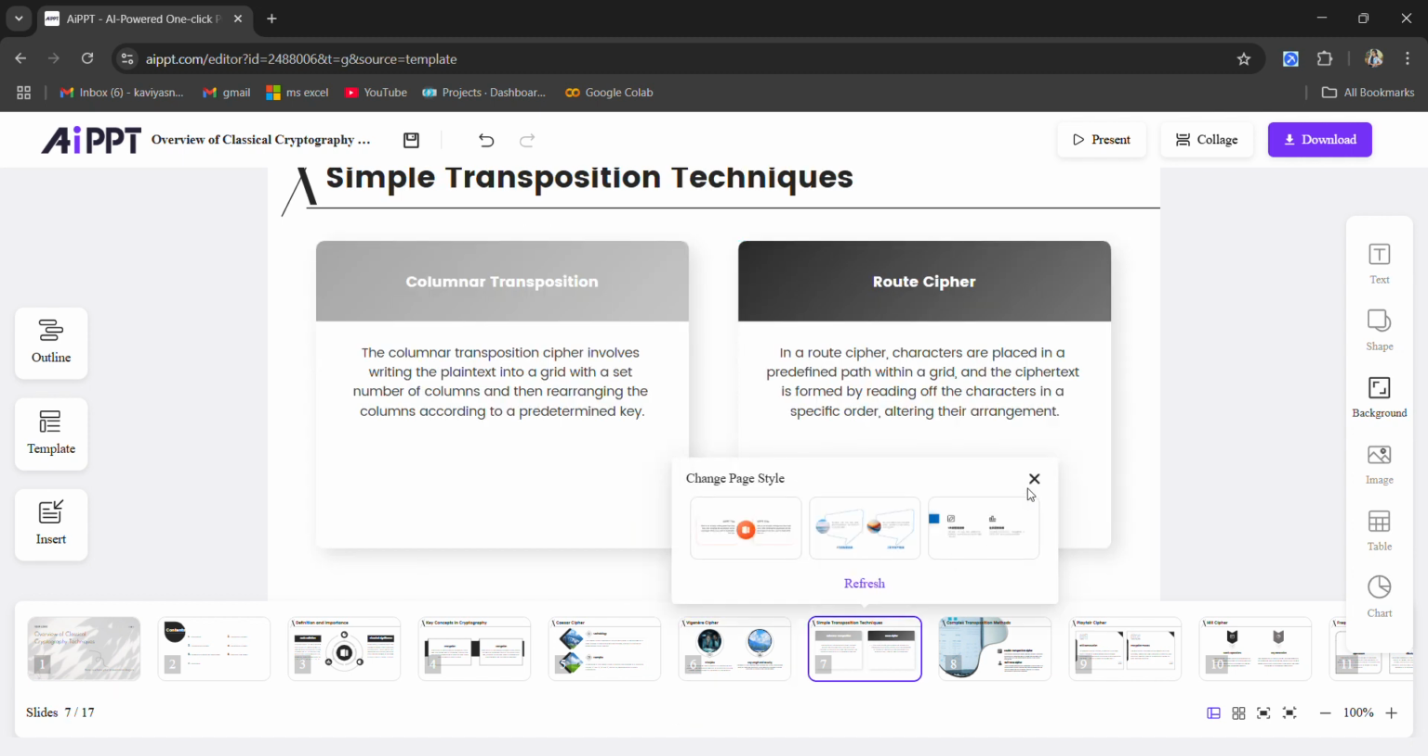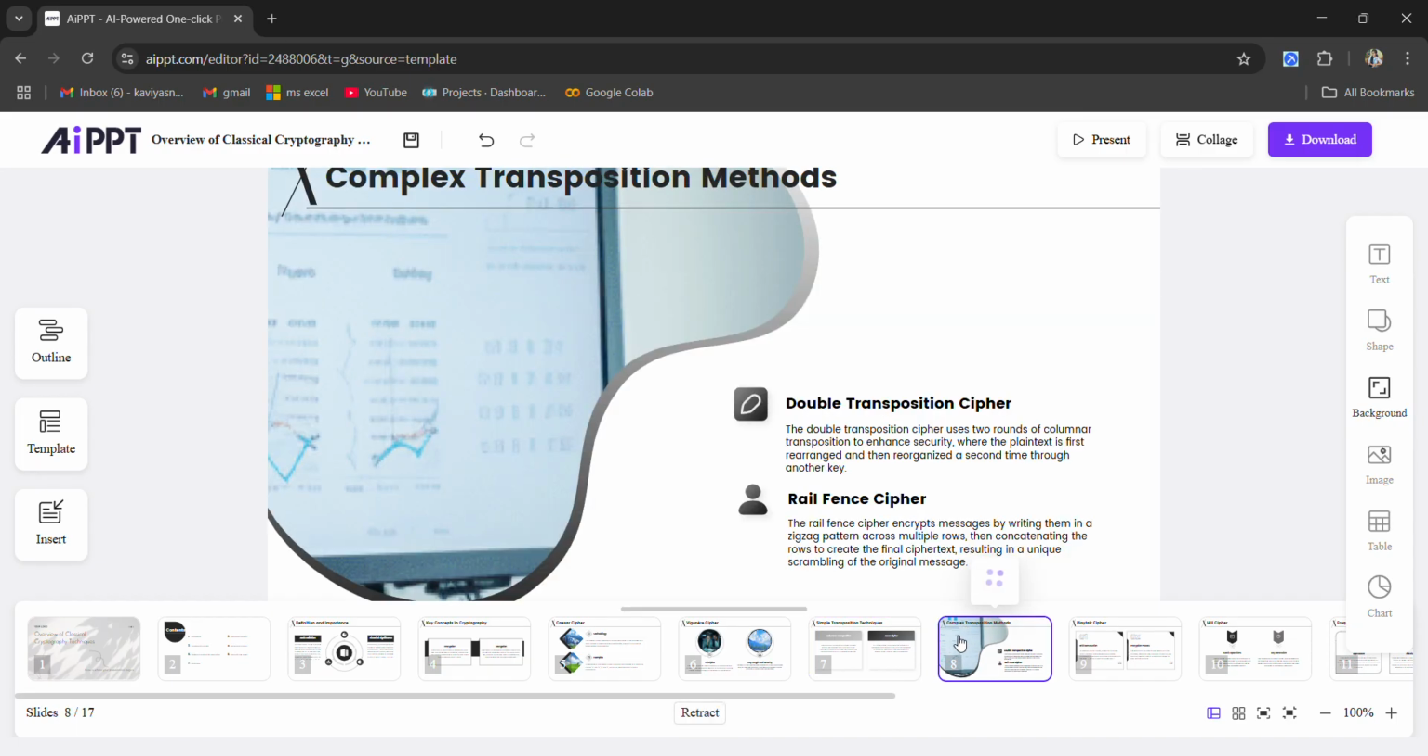The columnar transposition cipher involves writing the plain text into a grid with a set number of columns and then rearranging the columns according to a predetermined key. In a route cipher, characters are placed in a predefined path within the grid, and the cipher text is formed by reading off the characters in a specific order, altering the arrangement.